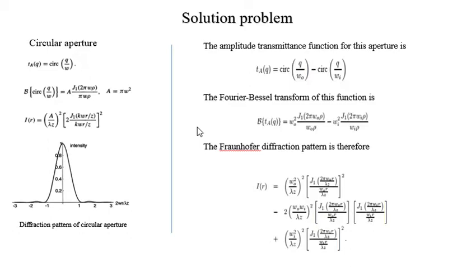The amplitude transmittance function for this aperture is given by t_A. The Fourier-Bessel transform of this function is given by this relation, and then the intensity is given by this equation. Note that some of the incident light is absorbed, and in addition the sinusoidal transmittance variation across the aperture has deflected some of the energy out of the central diffraction pattern into additional side patterns. The central diffraction pattern is called the zero order of the Fraunhofer pattern.